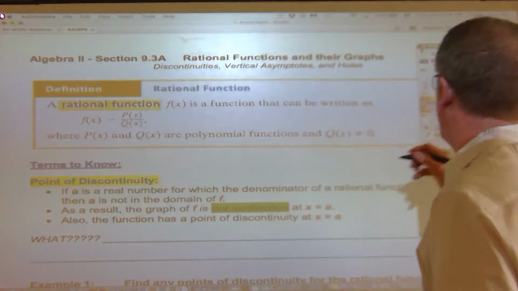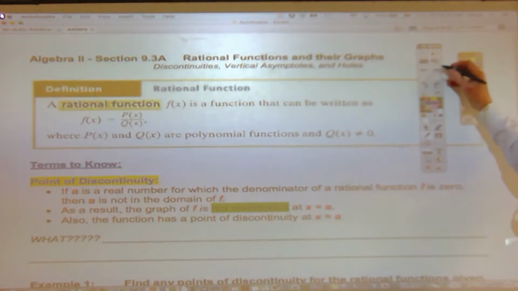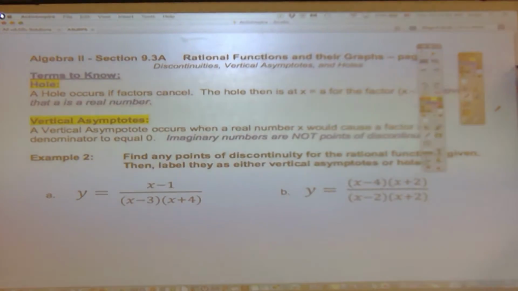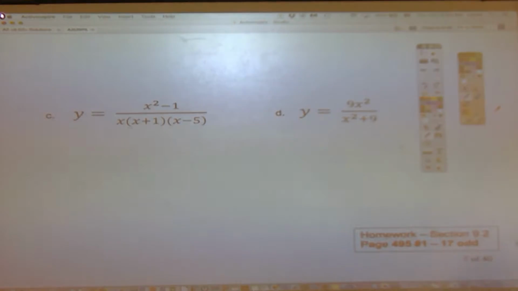Now, there's a typo on the homework assignment. Turn to page 2 of your lesson. In the lower right, it says the homework section 9.2. Cross off the 9.2 and write 9.3a. The homework due on Friday is 9.3a.